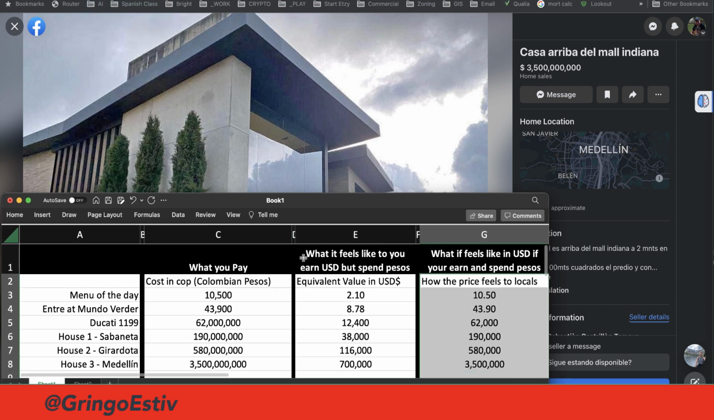So now let's look at those numbers, how it feels to a local who has Colombian pesos and they're buying products with pesos, and what that buying power is. Remember, they can only buy a fifth of what we can. So that breakfast, this was $2.10 to you, like actual conversion, it feels like $10.50 to them.